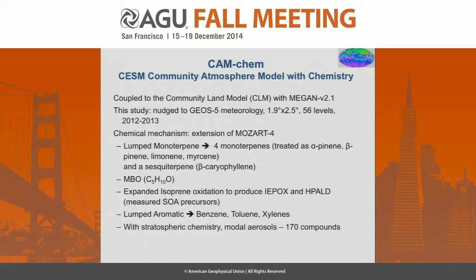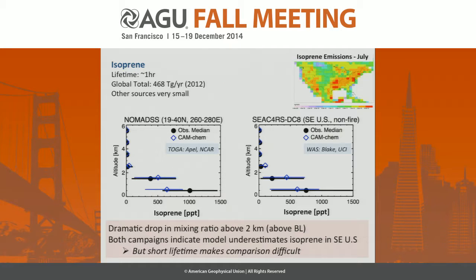We've recently expanded the chemical mechanism from MOZART-4. A lumped monoterpene is now treated explicitly as 4 different monoterpenes, and a sesquiterpene. MBO, which is another important biogenic emitter in some regions, is included, and we've expanded the isoprene oxidation somewhat to include IEPOX and HPALD. So we now have, with stratospheric chemistry, about 170 compounds in the mechanism.